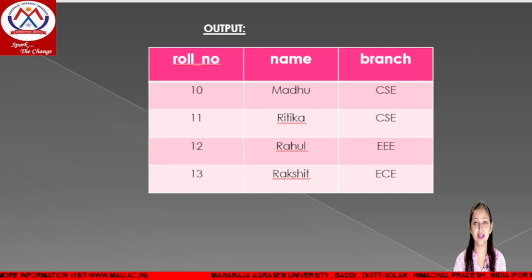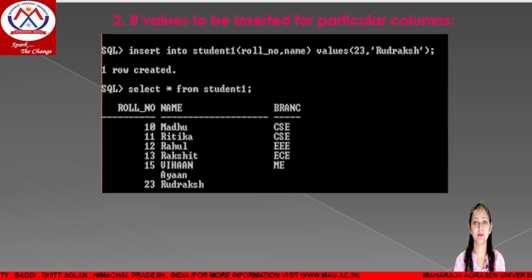So this was the method, and when we display that table with the help of the select command, the output would look like this: roll number, name and branch, and under this we have entered these different values, right? So this was the first method, how we can enter only values with the help of the insert command.